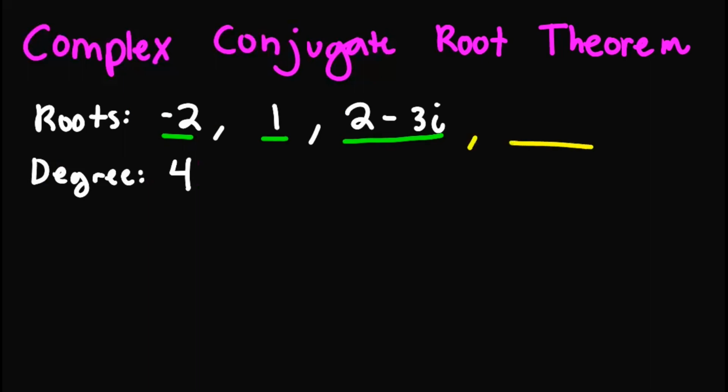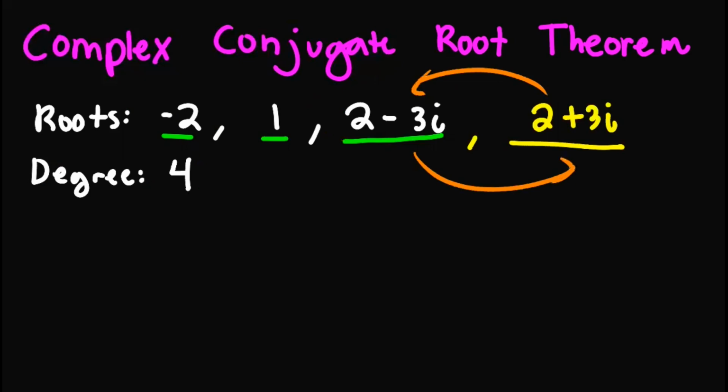To determine the 4th root, we can't just put any number here. We can't choose negative 1 or 3, since we have a complex number here. So by the complex conjugate root theorem, it follows that the last root must be 2 plus 3i, since they are like partners. If one is a root, the conjugate is also a root.